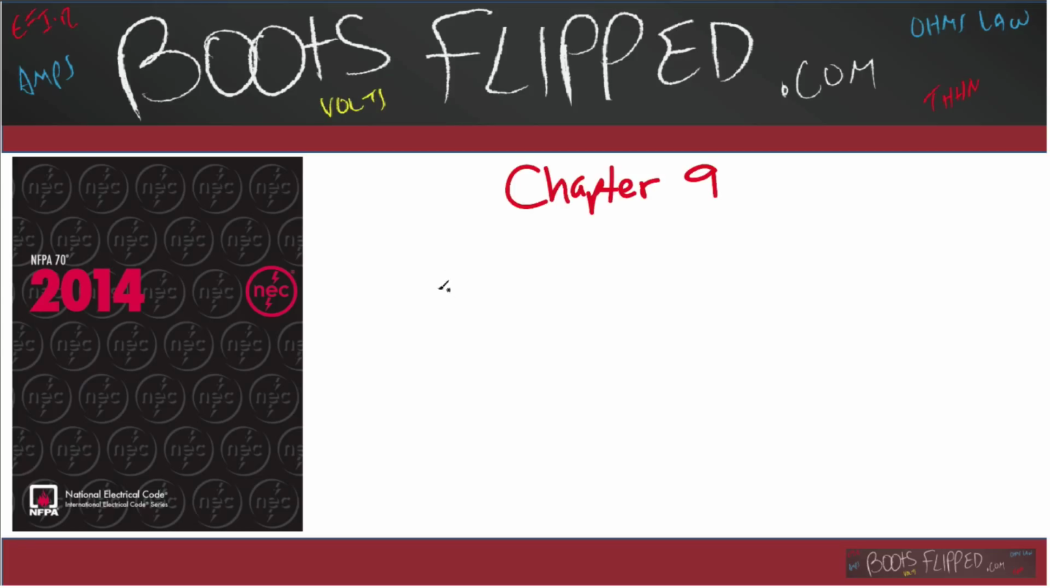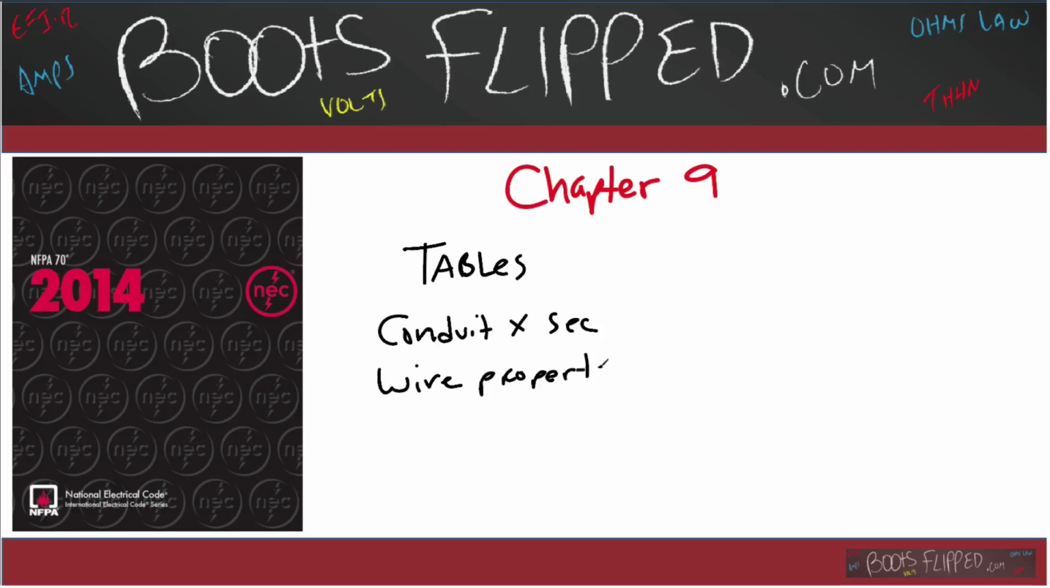Chapter 9 is going to be our tables. You're going to find conduit cross-section information. You're going to find wire properties in there, which is going to be important when you're doing voltage drop calculations and conduit fill calculations. This would be the chapter that you would go to.